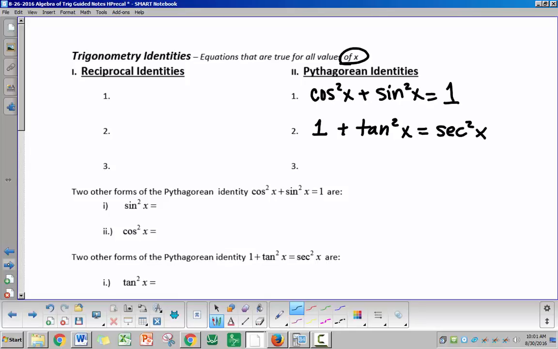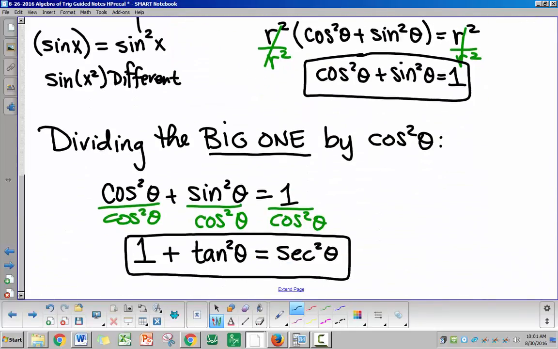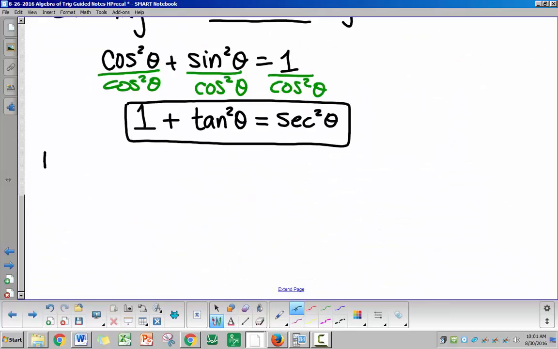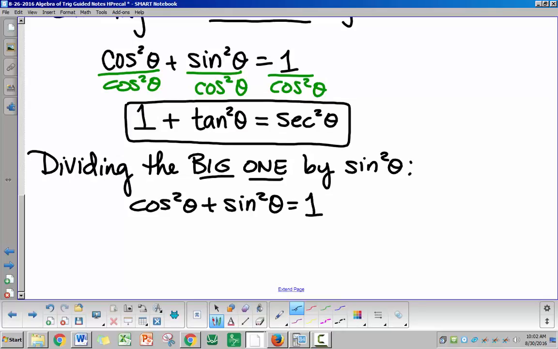All right, so what do you think is going to happen now? What are we going to do with the big one? That's right, so we can now divide the big one by sine squared theta. So we'll take the big one, which is cosine squared theta plus sine squared theta equals 1, and we'll divide everything by now sine squared theta.